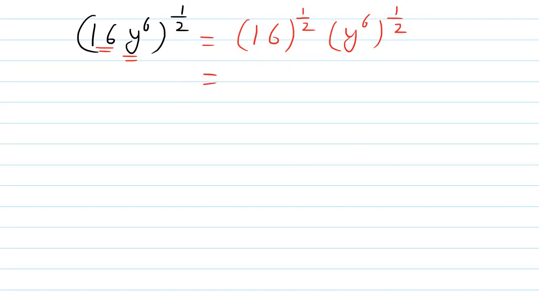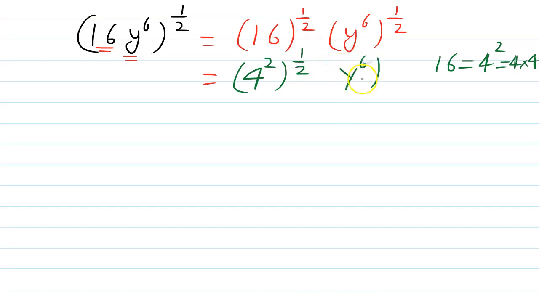Now, how to simplify this 16 to the power half? 16 is a square, so 16 you can write down as 4 times 4, that is 4 square. So let's write down here 4 square, but outside 1 over 2 is already there. Let's write down here y6 to the power 1 over 2. So what happens here? You can cancel this 2 and this 2. Why? Because 2 times 1 by 2, if you multiply, it is 2 over 2. 2 over 2 is 1. So it is 4 to the power 1, and 1 we don't write in algebra, so it is 4.